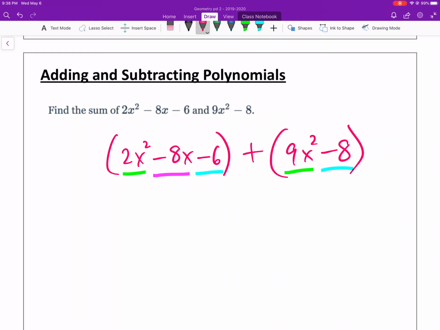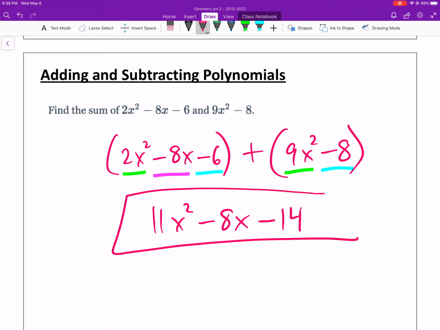Let's combine our x squared terms. 2x squared and 9x squared makes 11x squared. Negative 8x has nothing. And then combine your constants, your numbers by themselves, so negative 6 minus 8. If you don't know it, throw it in your calculator. No shame in that. That's negative 14, and you're done.